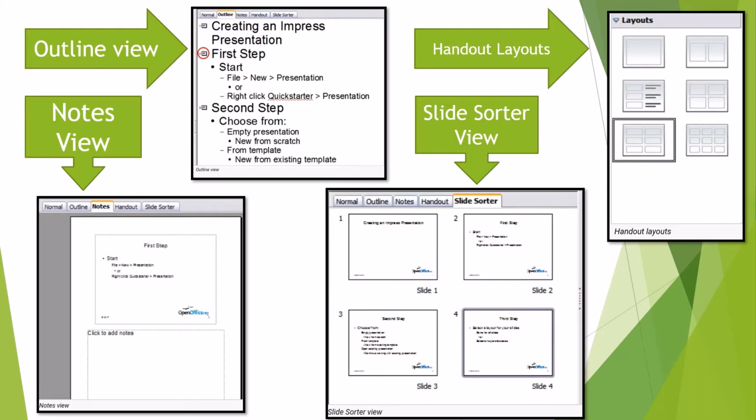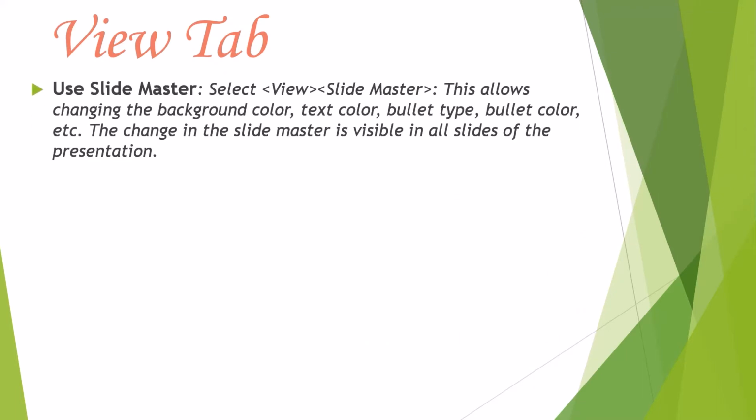Now how to use the slide master. First of all, you have to select the View tab, then you have to choose the option Slide Master. What is the use of slide master? Basically it helps us to change the background color, the text color, bullet type, bullet color. The change in the slide master is visible in all slides of the presentation. Means basically it helps us to create a kind of template for our presentation, and whichever change is made will be visible in all the slides of the presentation.